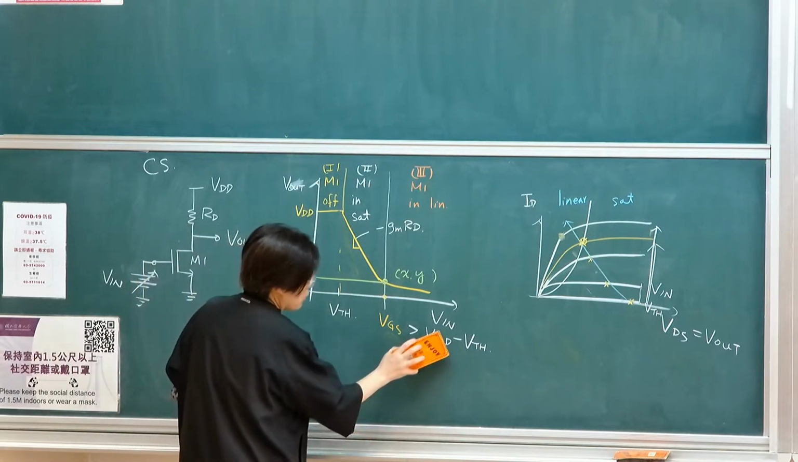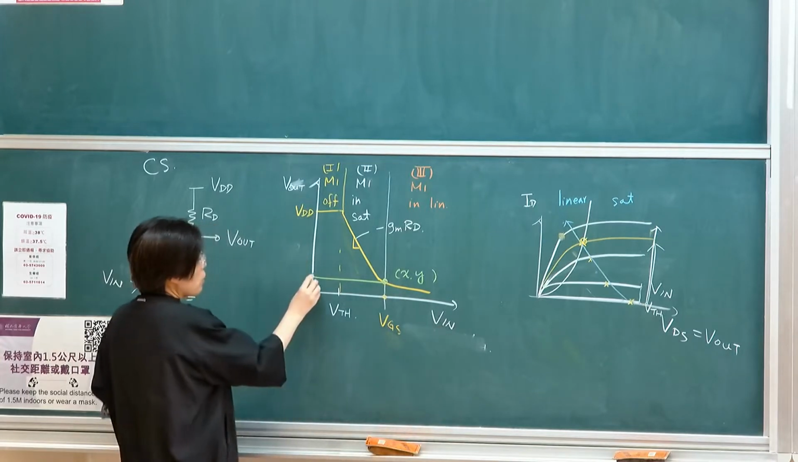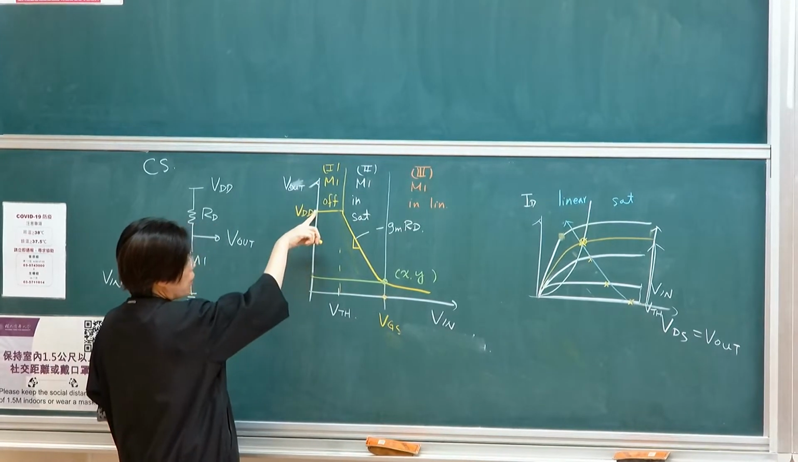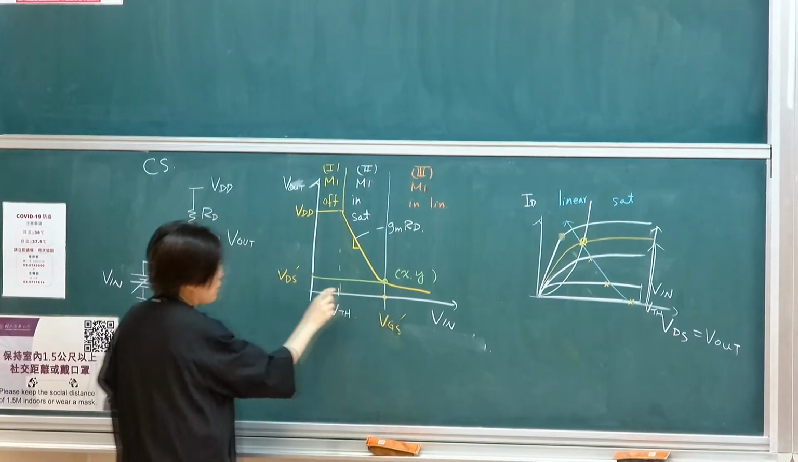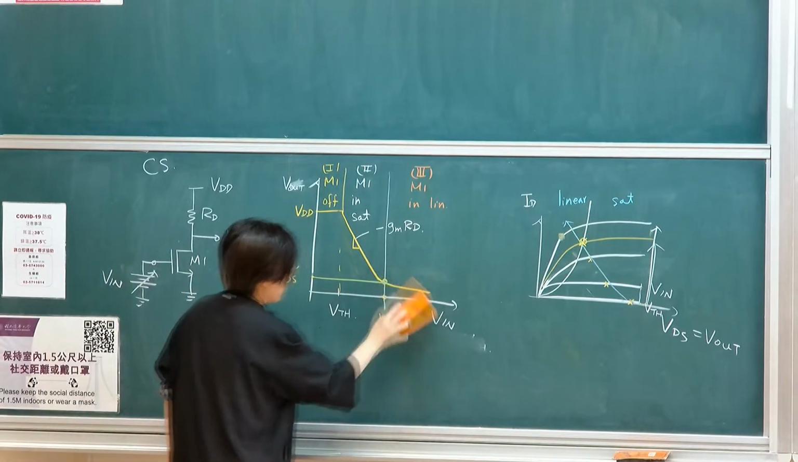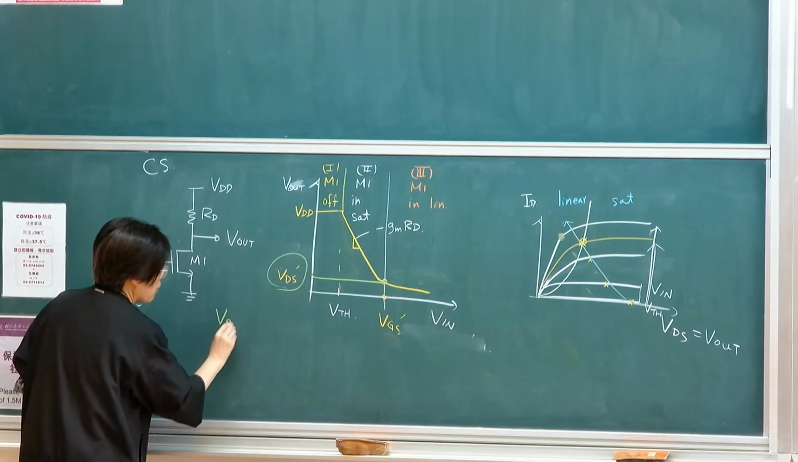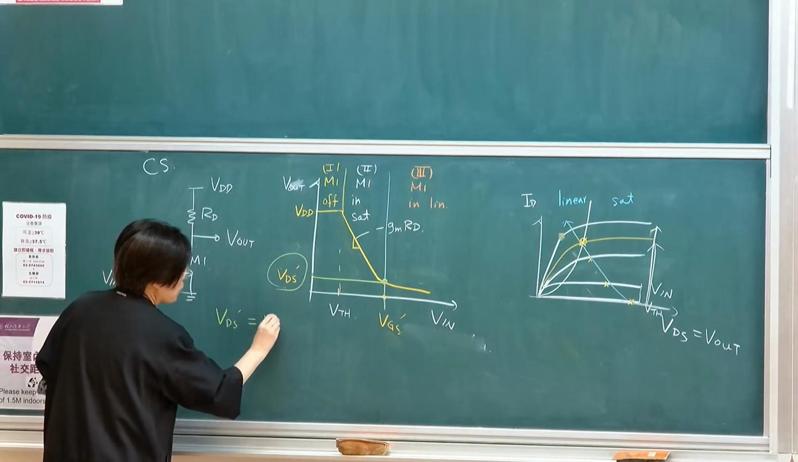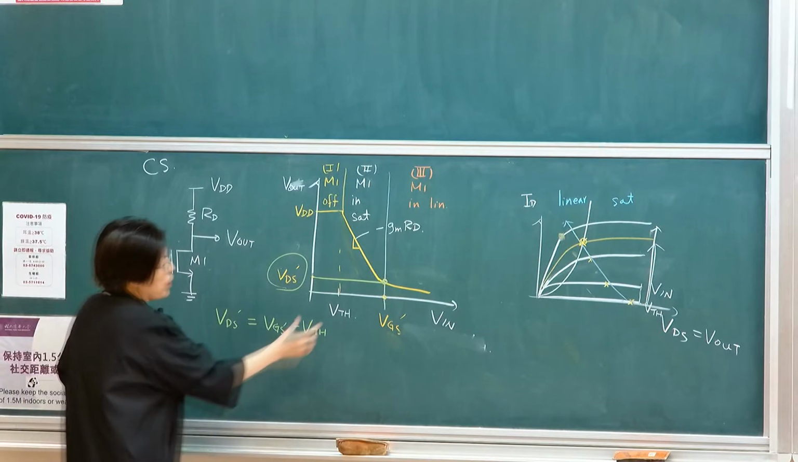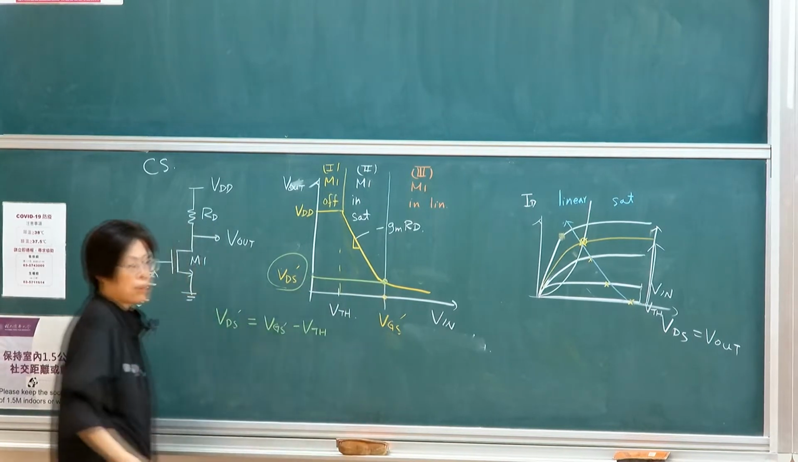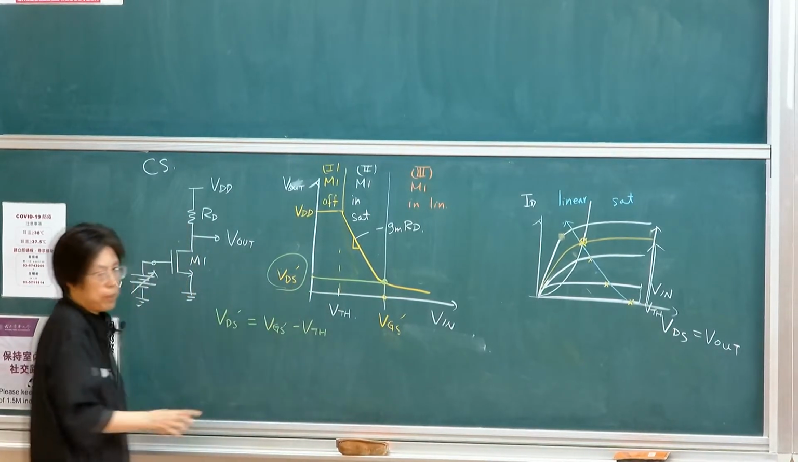So let me rewrite it. So this is VDS. Your output is actually VDS. So at this particular VDS, which is X, at this particular turning point, this VDS will be equal to VGS minus VTH. So this will be one threshold lower than your output.